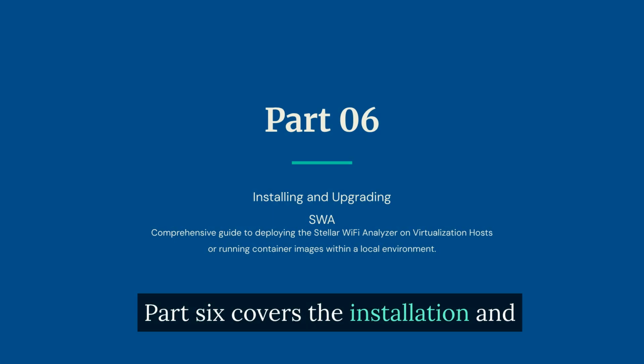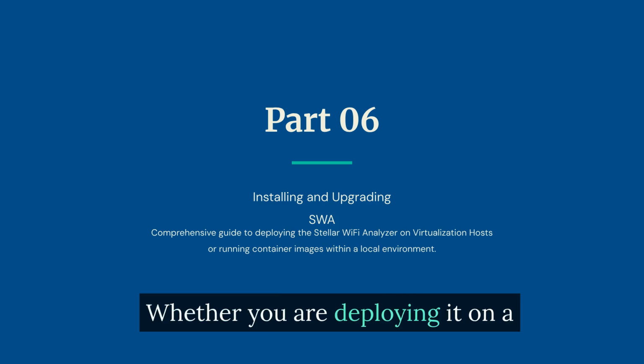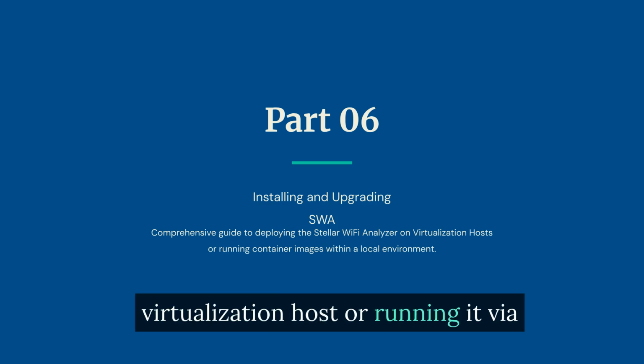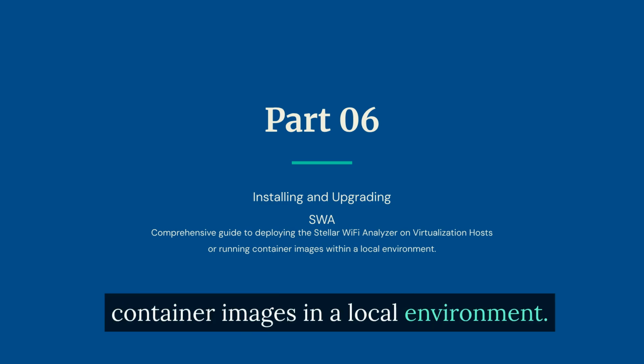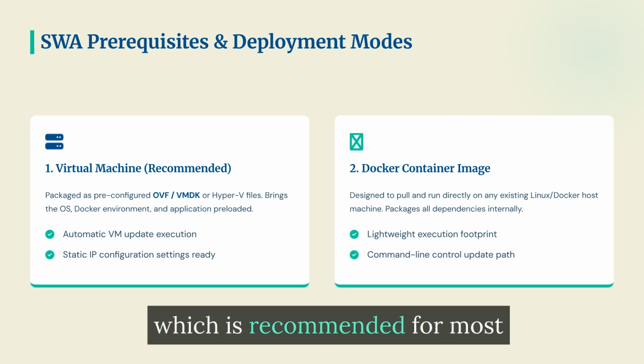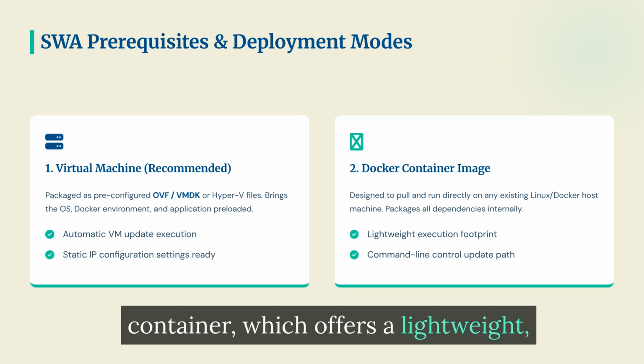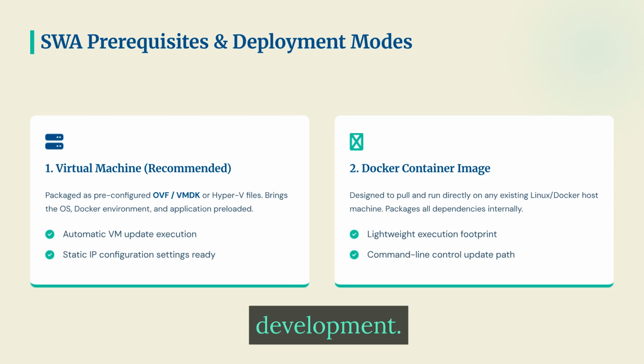Part 6 covers the installation and upgrade process for the Stellar Wi-Fi Analyzer, whether you are deploying it on a virtualization host or running it via container images in a local environment. You can deploy SWA as a virtual machine, which is recommended for most production environments, or as a Docker container, which offers a lightweight, portable alternative for testing and development.